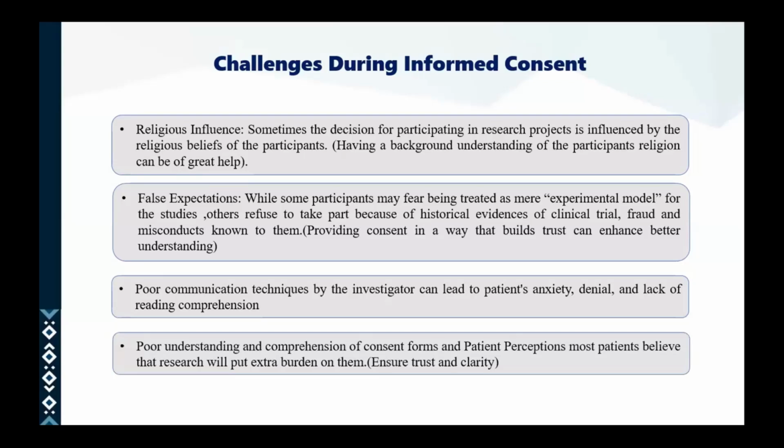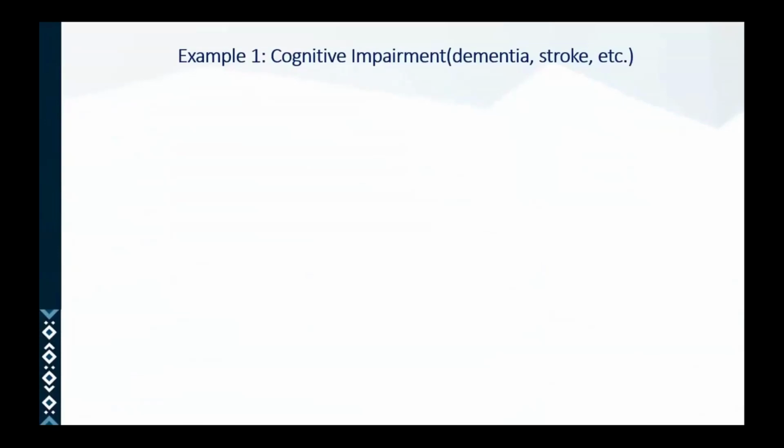Poor understanding and comprehension of consent forms and patients' perceptions. Most patients may see that research will put extra burden on them. So you ensure trust and clarity of the information that you provide to them. Let's look at the first case of dementia or stroke.